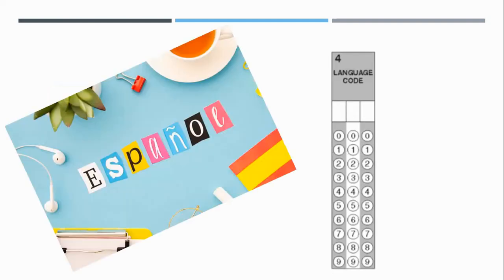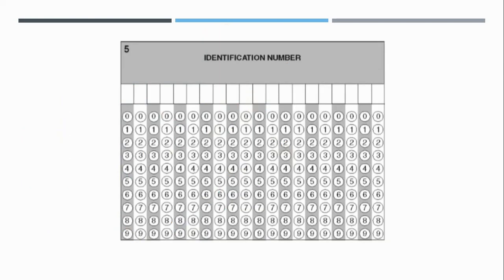The following section is language code, which is 478, which is the one for Spanish. All right? So write the numbers for the language code, which is 478, and fill the corresponding circles for that number. The following section is identification number. You have to start on the left side.